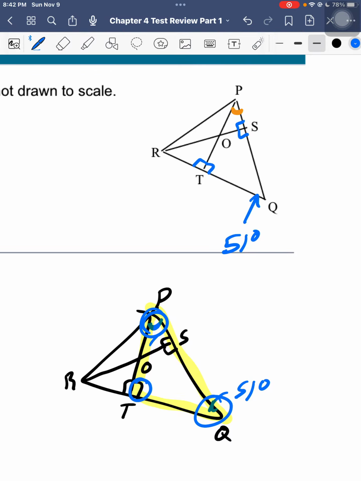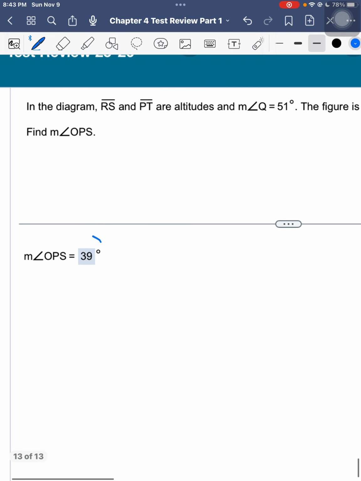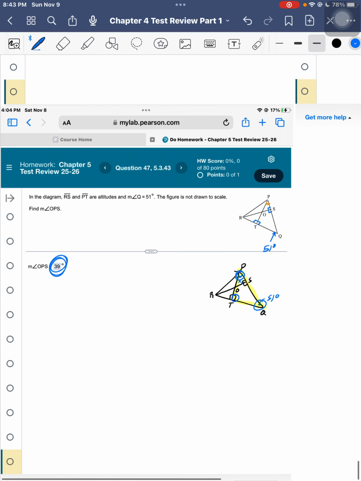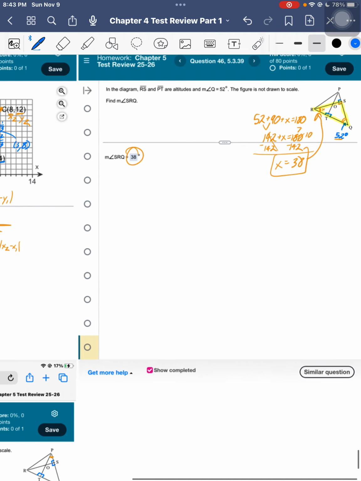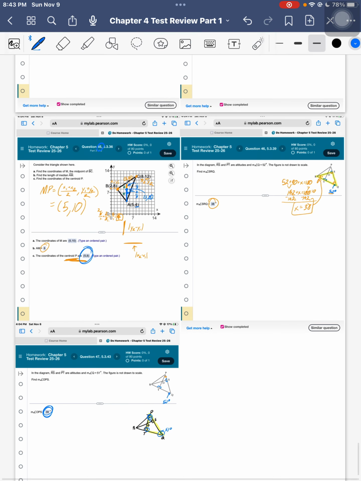51 plus 90 plus, let's call it x, is equal to 180. So we know that's going to be, I think, 39. 39. Right there. Okay, so these last two questions are not hard if you just draw it.